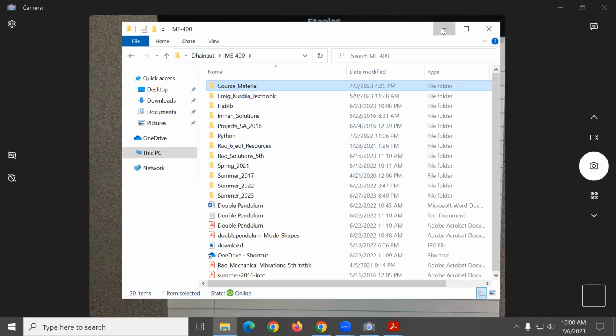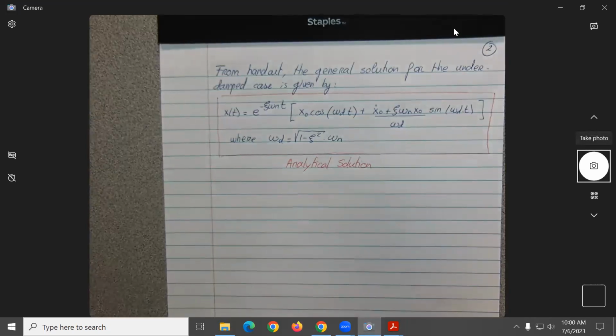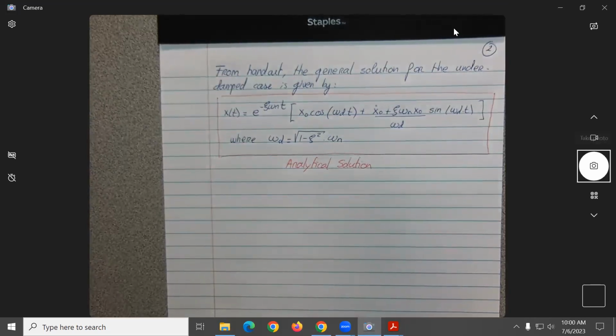Okay, so what we're going to be doing now is basically just do a general solution that will work for any one of the cases, underdamped, overdamped, or critically damped, no? For a MATLAB code. So go ahead, since you have computers, open your MATLAB.